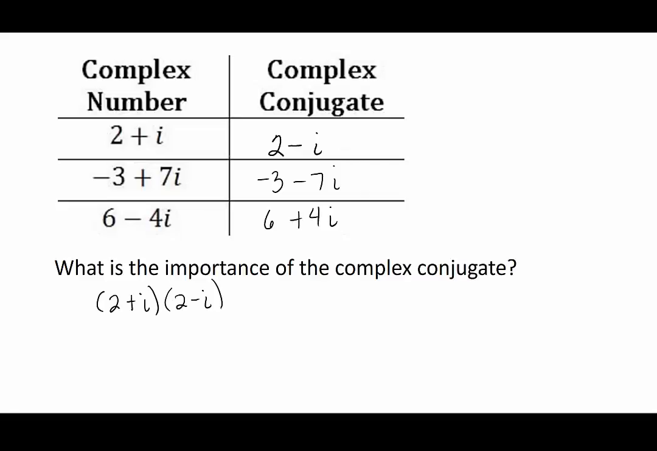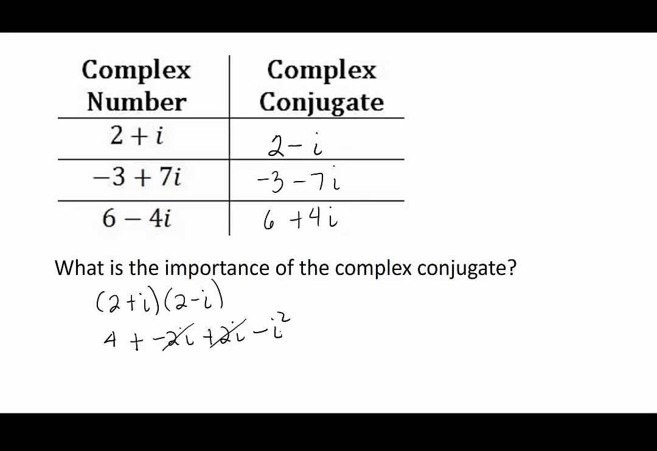Pause the video and multiply 2 plus i with 2 minus i. Okay, so we use FOIL and we get our 4 terms. Now, here's the whole key with the complex conjugate. Minus 2i and plus 2i are canceling. That just eliminated 2 terms, and it all comes from difference of 2 squares.